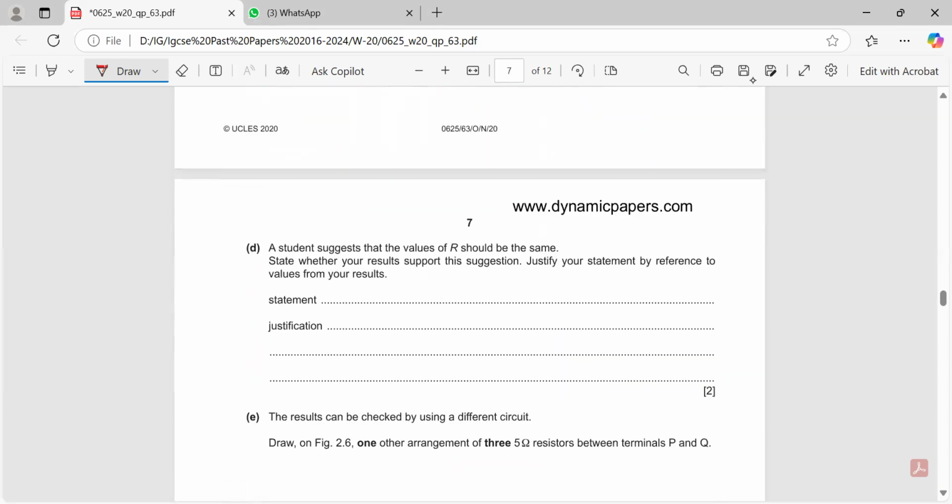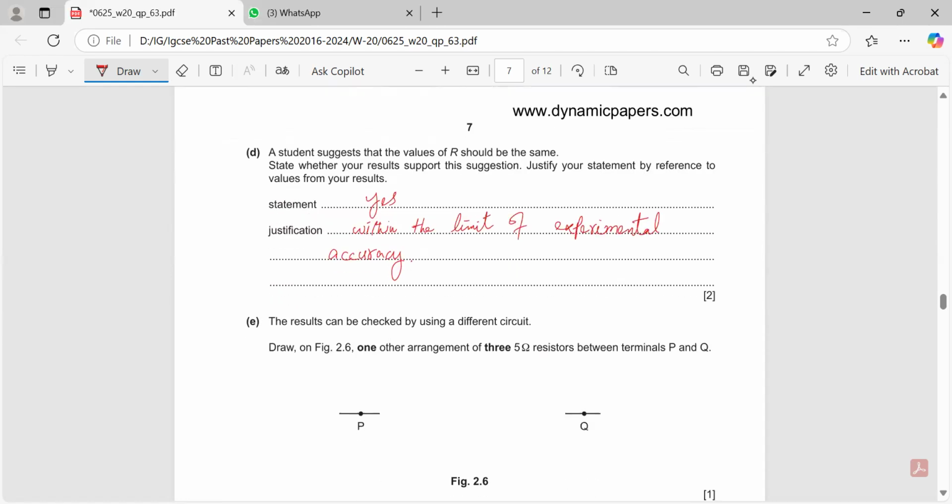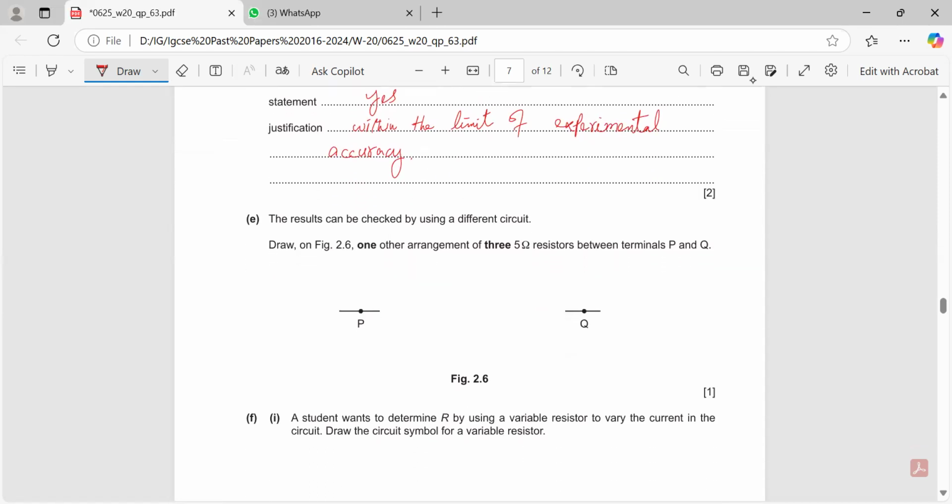So they said the values should be the same. Yes, they are the same because there is not a big difference. Here you can use the statement that within the limit of experimental accuracy. See, if the error is 5.3%, it means accuracy is 94.7%, a high rate of accuracy. So that's why they are almost equal. The results can be checked by using different circuits.